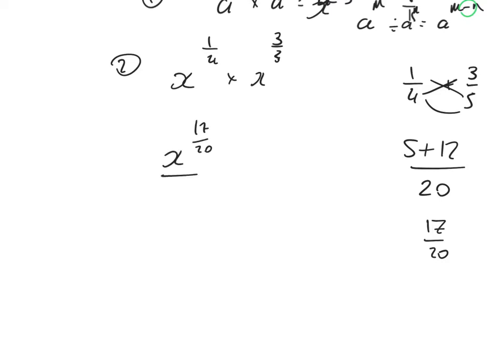So what we're doing here is combining rule 1 of indices, which is multiply, add the powers, with how do you add fractions, which is the kiss and smile method.